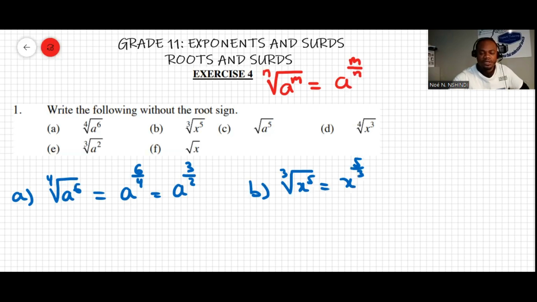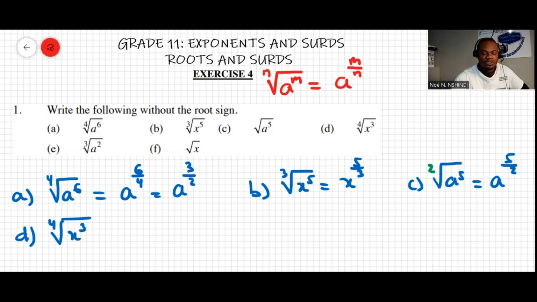And then c is the square root of a to the power of 5, following the formula. When you don't see the index on the root symbol, understand this is a square root. So this will be written as a to the power of 5 over 2. And then d says the fourth root of x to the power of 3. This will be equal to x to the power of 3 over 4.